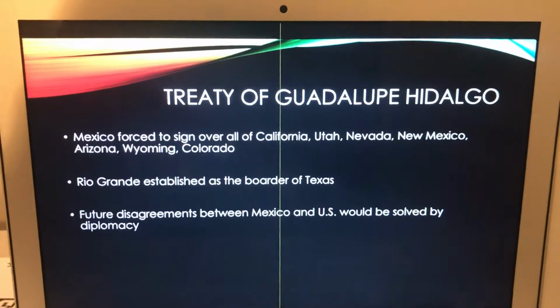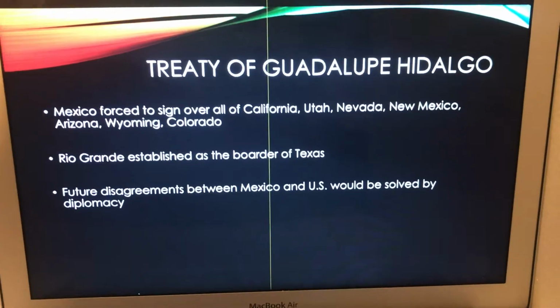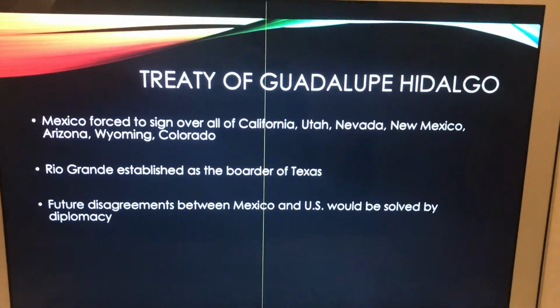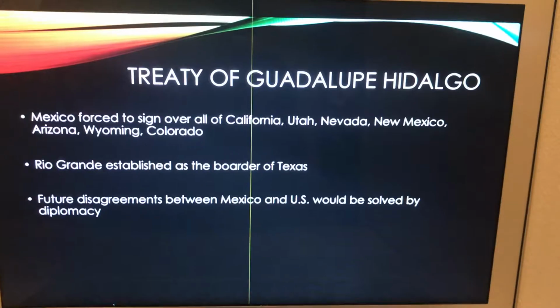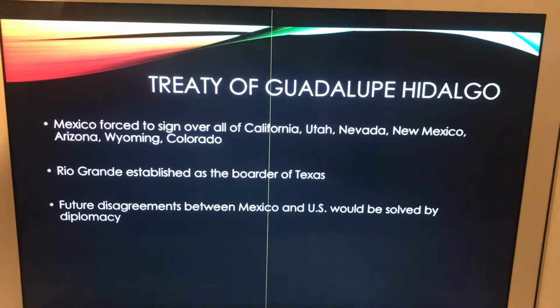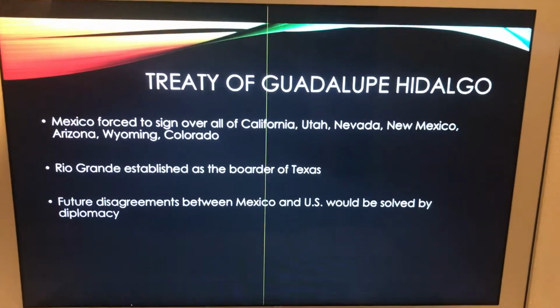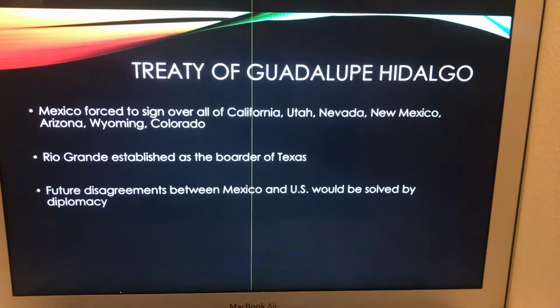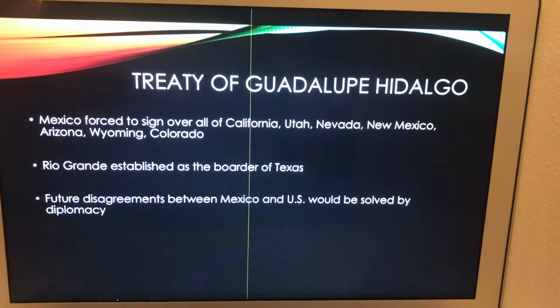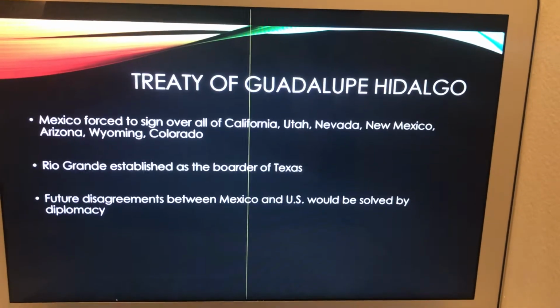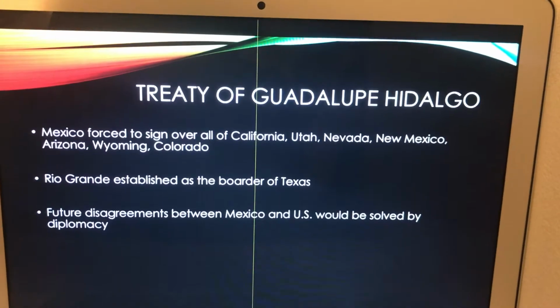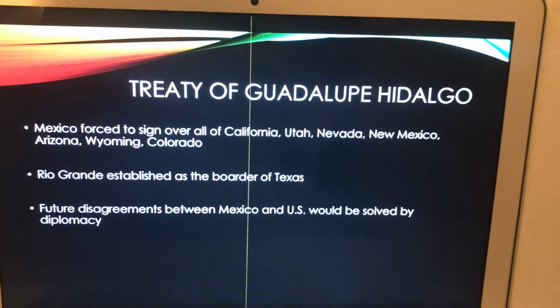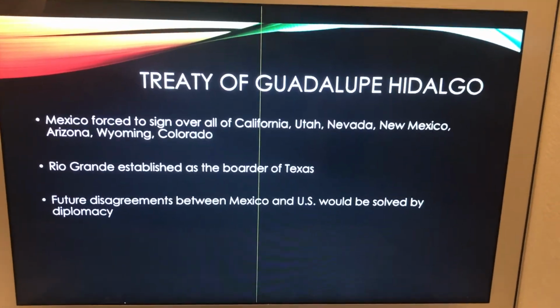After hostilities came to an end during this war, the Treaty of Guadalupe Hidalgo was signed. Mexico in this treaty was forced to sign over a vast amount of land, including California, Utah, Nevada, New Mexico, and parts of Arizona, Wyoming, and Colorado. Now, this is a huge chunk of territory ceded by Mexico to the U.S.